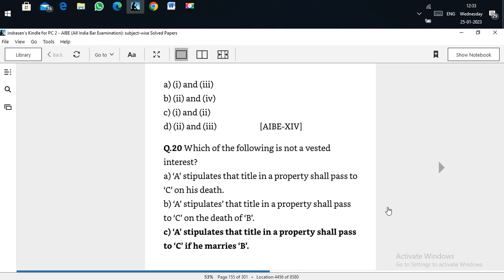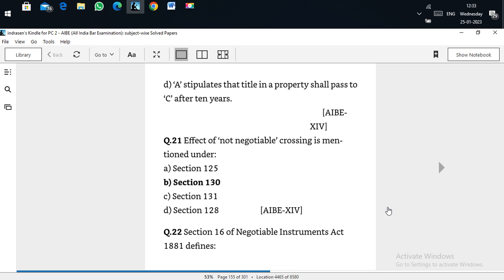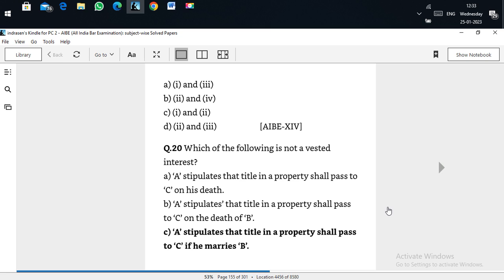Which of the following is not a vested interest? A stipulates that the title in a property shall pass to C on his death. A stipulates that the title in property shall pass to C on the death of B. A stipulates the title of the property shall pass to C if he marries B. A stipulates the title of property shall pass to C after 10 years. Not a vested interest is: A stipulates that the title in a property shall pass to C if he marries B.